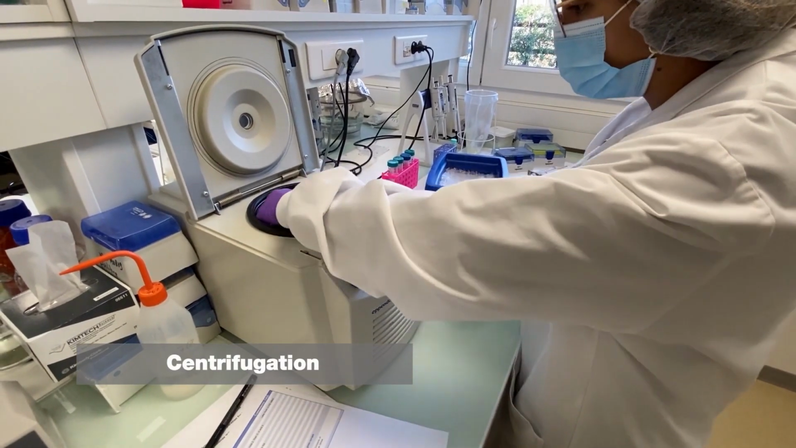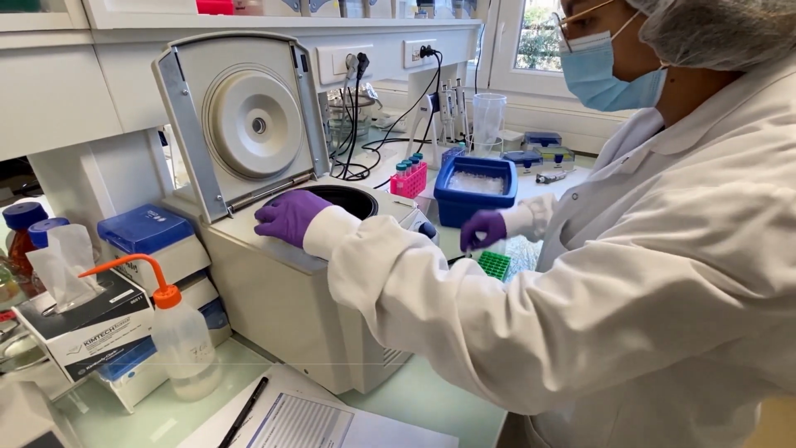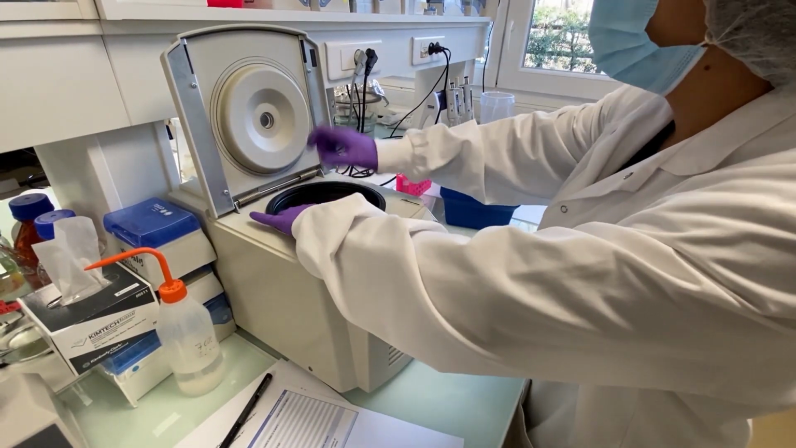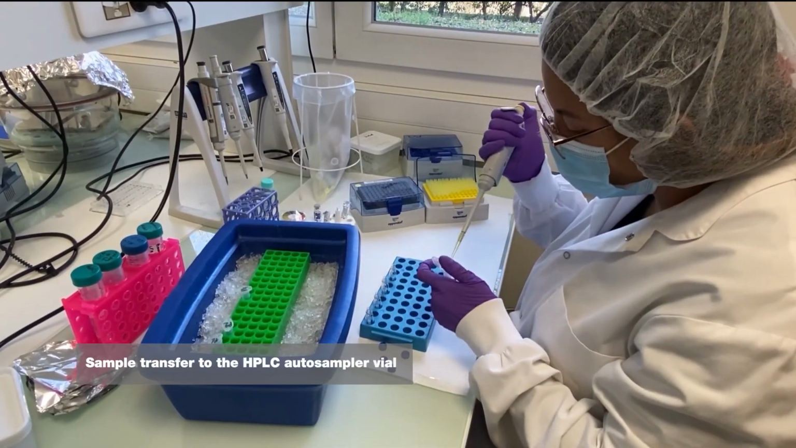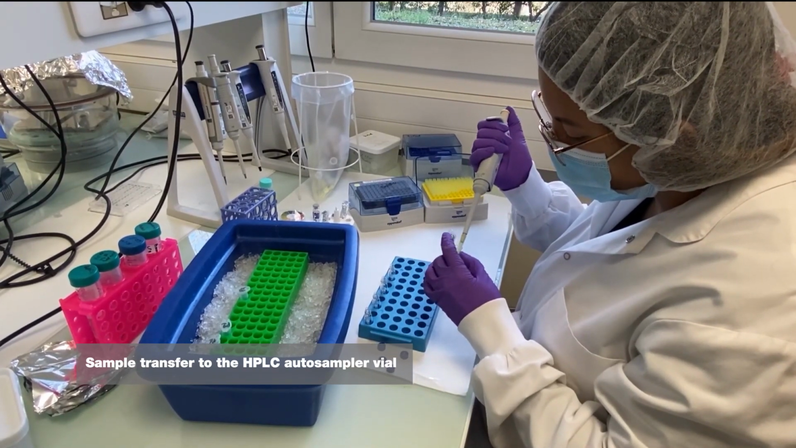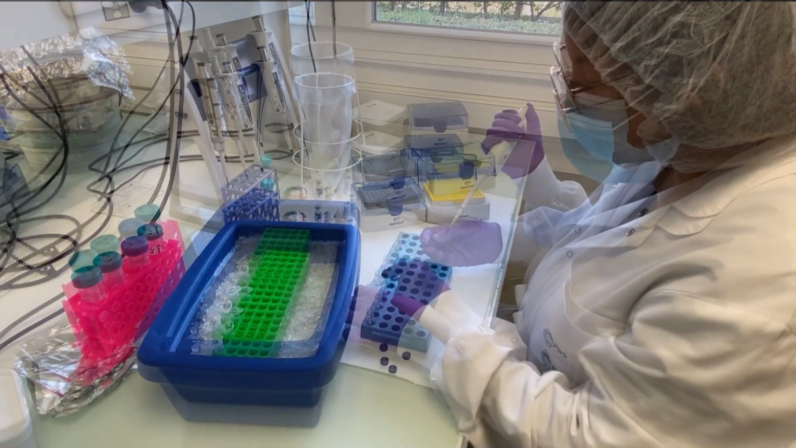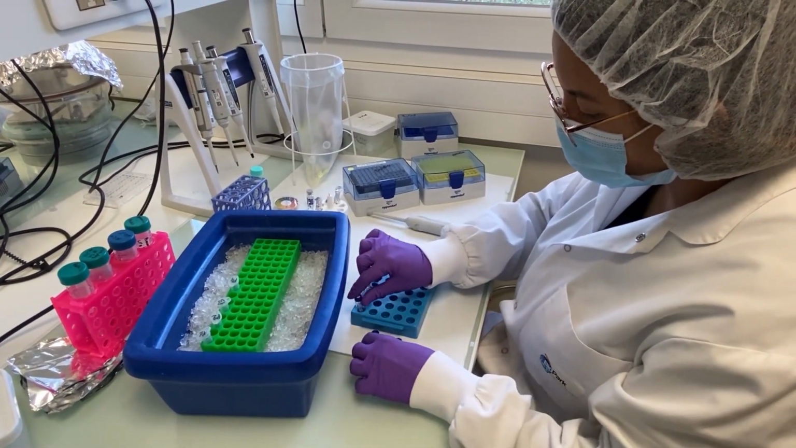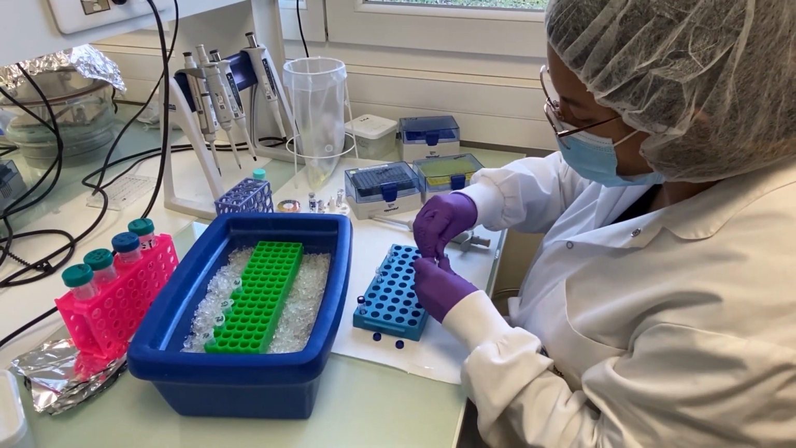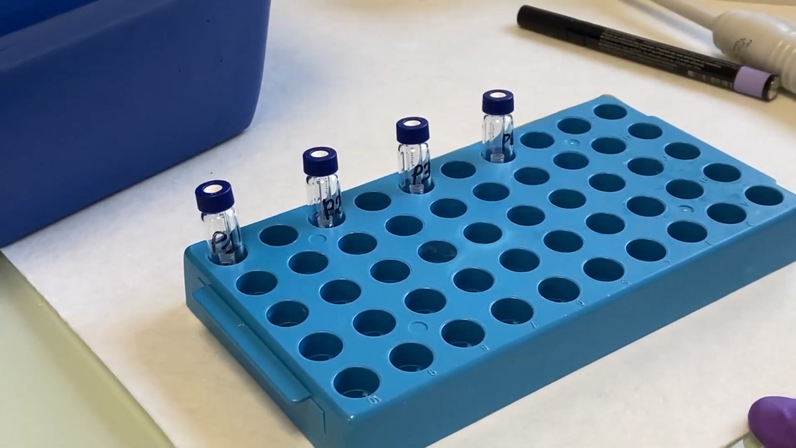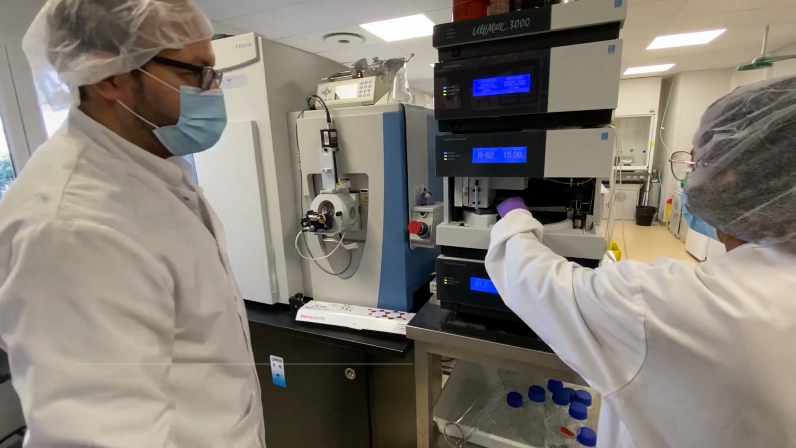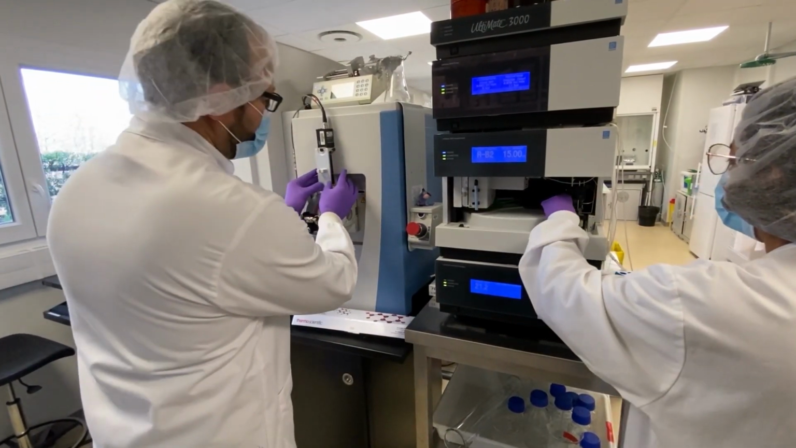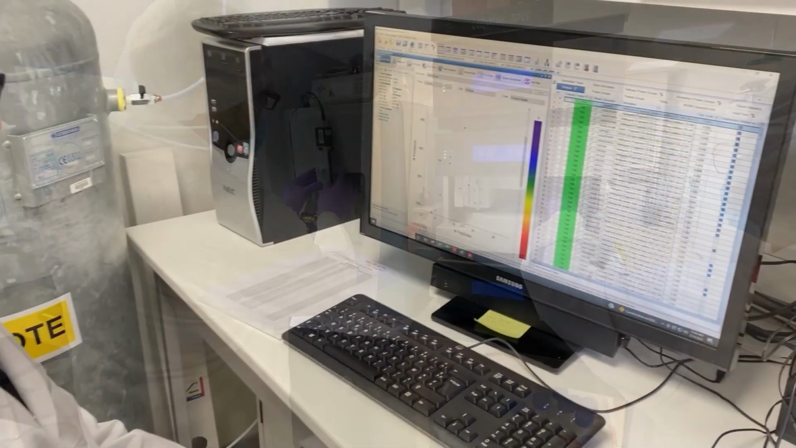Then the samples are centrifuged at 15,000 G for 20 minutes, and the supernatant is transferred into a specific HPLC vial. The sample is automatically injected, and the products of the digest are analyzed by reverse phase HPLC coupled online to a high-resolution mass spectrometer.